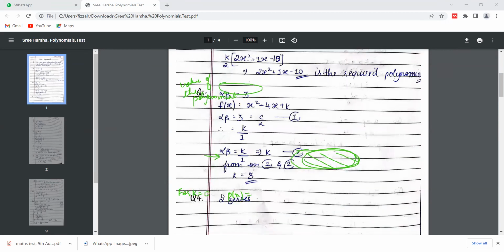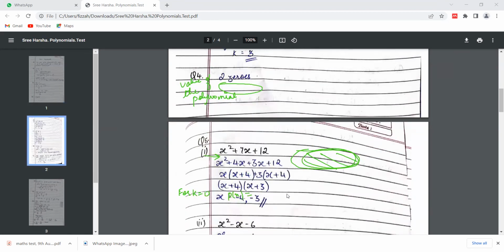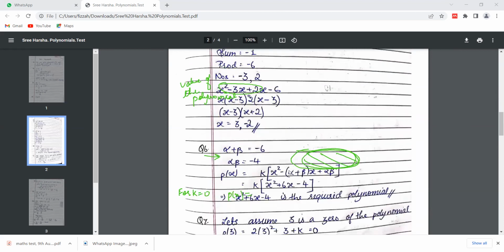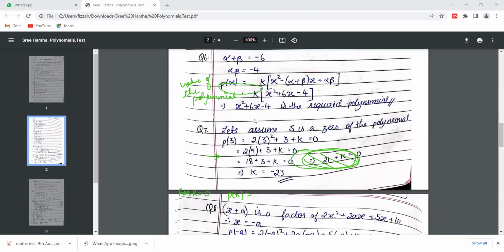Okay, third, k is equal to 3. Okay, it's right. 2 zeros, fine. 4 minus 3, right? 3 minus 2 minus alpha plus beta. Okay, this is right. So this is for k is equal to 1. This is the required polynomial.